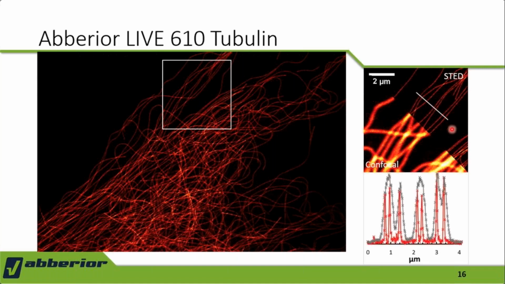And if you draw a line profile over these filaments, you see in red that you can distinguish between each and every single filament by STED microscopy, and in gray, that is a line profile over the confocal image, and here you cannot really distinguish between the single filaments.